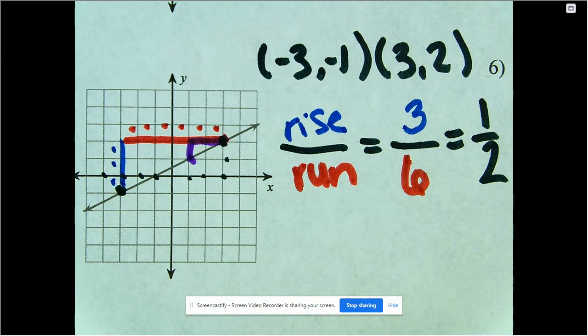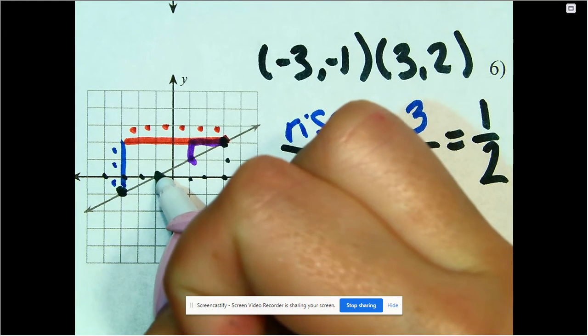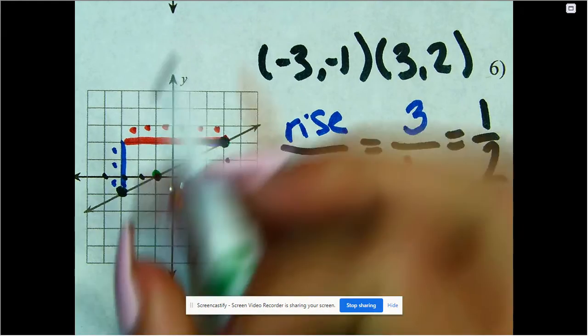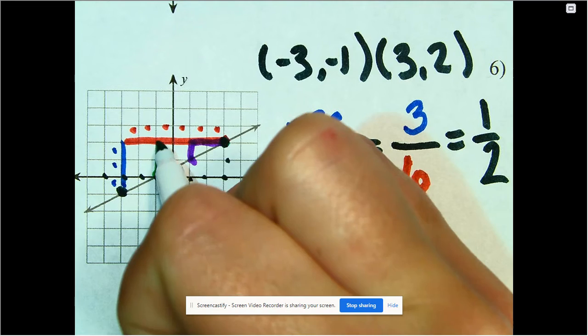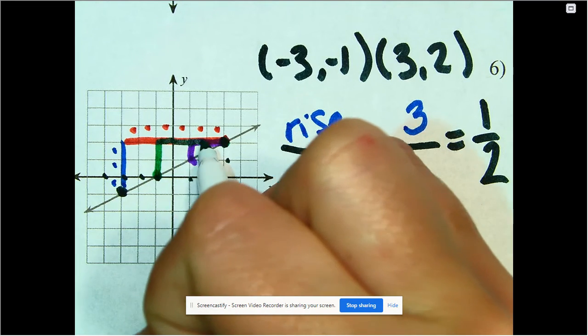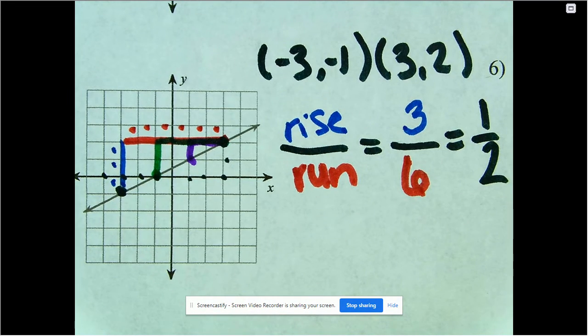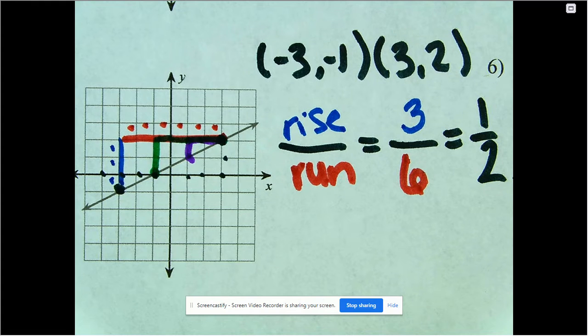Okay, using another different color, let's use green. Let's say I chose to use this point and this one. I would have gone up 2 and over 4, still reducing down to 1/2. So no matter what 2 points you used, as long as you counted and drew your slope directions correctly, it should all simplify down to the exact same answer.